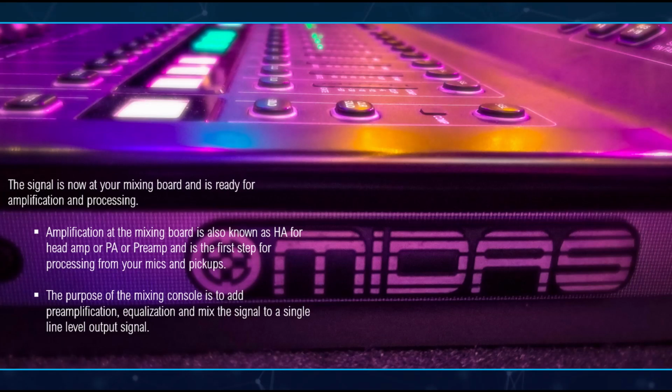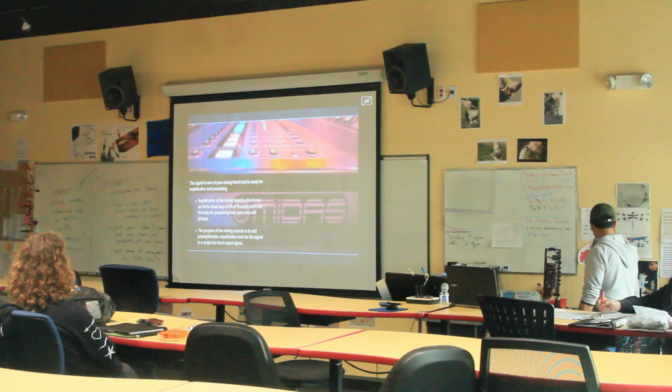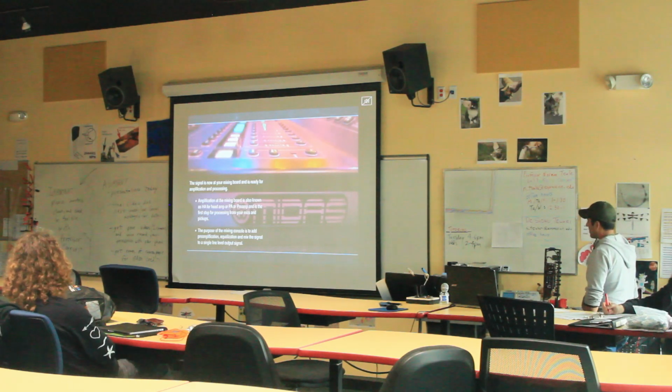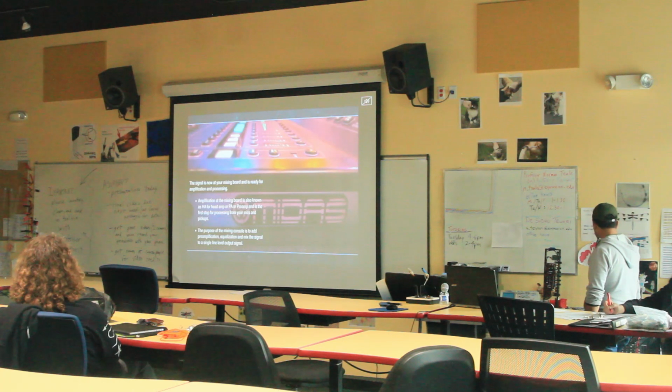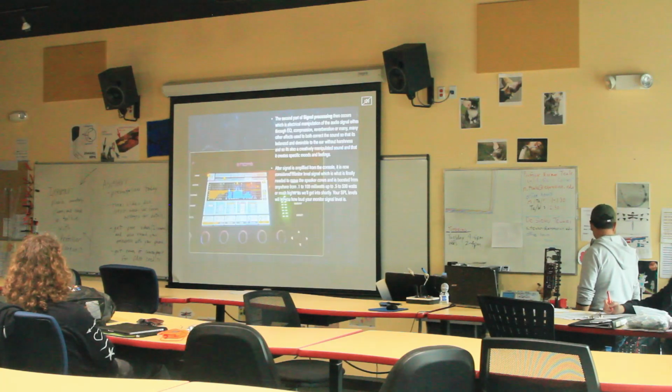So once the signal reaches the board, it's ready for amplification and processing, which is done at the mixer. Depending on how complicated we want to get with this conversation, some of this can be done at external hardware gear as well. Amplification at the mixing board is also known as HA for head amp or PA for preamp, and is the first step in processing from your mics and pickups and your instruments. The purpose of the mixing console is to add preamplification, equalization, and mix the signal to a single line level output to get to our PA system.